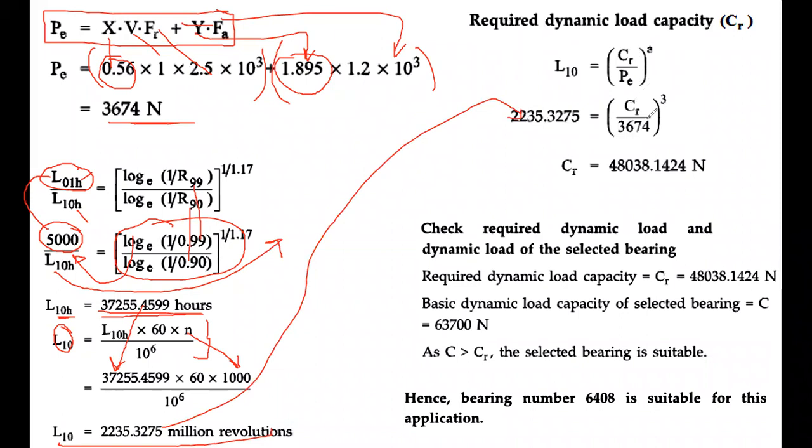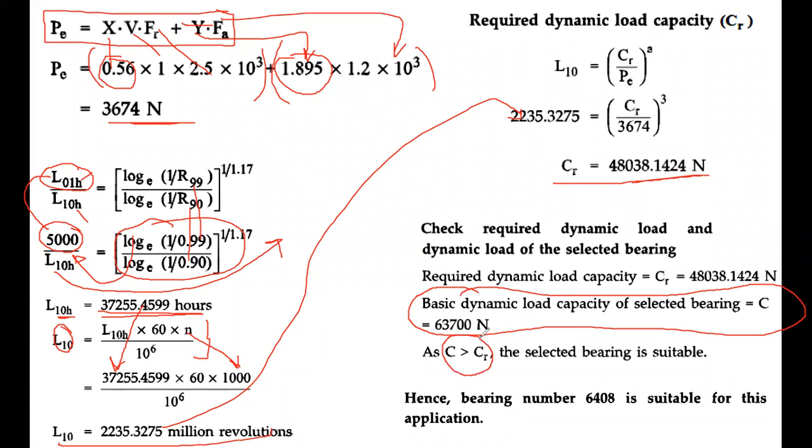So if L10 is (Cr upon P) raised to the power, Cr is what I should find out, because from the bearing table I already found out C as this much. So Cr I found out as 48038 point. Required dynamic capacity is 4803, and basic is 63. Now basic should be higher than required, then your bearing is suitable. So it is like that only. Your basic is 63700 and it is greater than what we calculated, which is 48038.14. Hence, this bearing which is given, 6408, is suitable for your application.